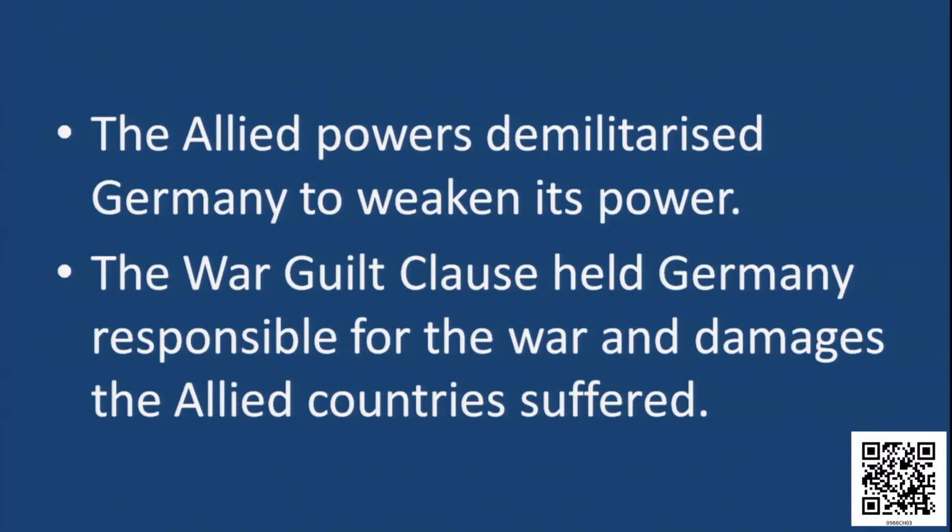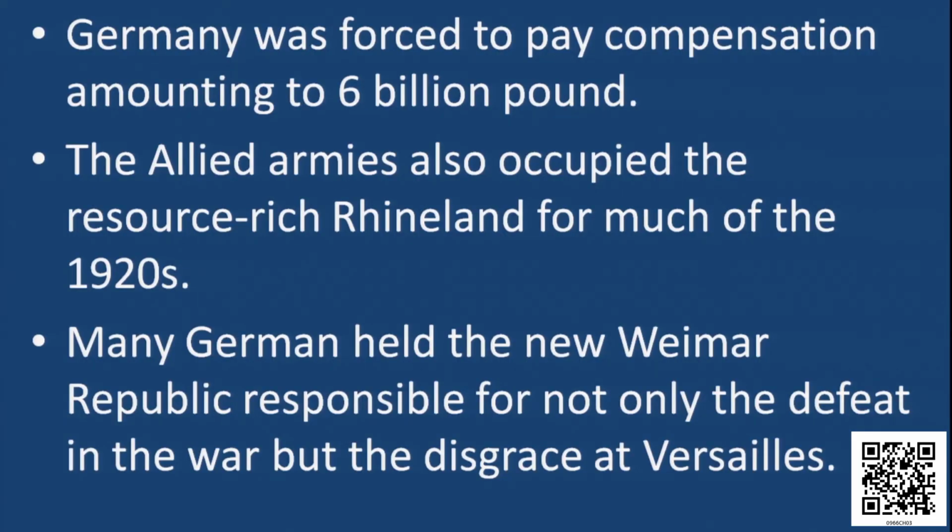Then the War Guilt Clause held Germany responsible for the war and the damages the Allied countries suffered. Because of this, whatever the damages made by the Allied group, they imposed penalty over the Germans. The War Guilt Clause. Germany was forced to pay compensation amounting to 6 billion pounds. Along with the coal reserve territories, 6 billion pounds had to be given by Germany to the Allied group because of the damages made in the war.